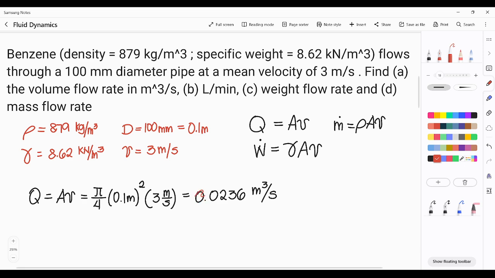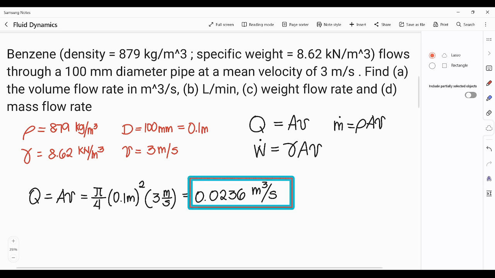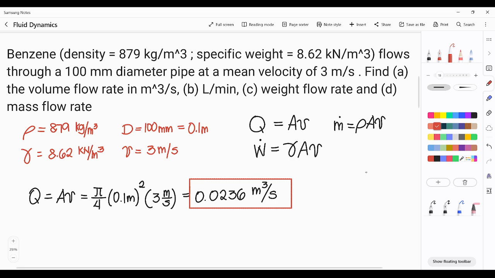Let's box it. Okay, that is for letter A, the volume flow rate in cubic meters per second. We're also asked to convert it to liters per minute, so it's just a matter of conversion. Let's use the 4 decimal places, 0.0236, which is in cubic meters per second. We will convert it to liters per minute. This is very basic.